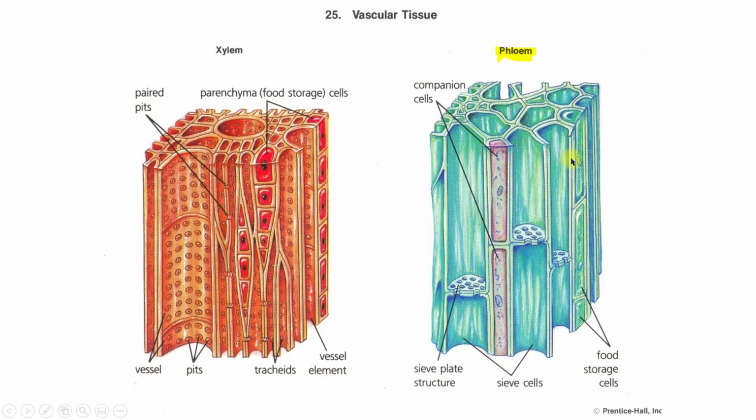The structure of the xylem and phloem. When you see the structure, I'm sure you know already. This must be xylem, and this must be phloem, right? You can see the companion cells here, and then the sieve plates inside the sieve cells. Whereas in xylem, you can see the xylem vessels that have many pits. Xylem vessels, then tracheids. You can see these tracheids.